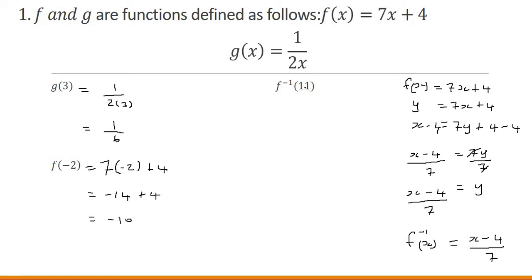Because what this means is that we must substitute 11 in the function f inverse of x. So therefore, f inverse of 11 is going to equal to, instead of writing back x, we're going to replace x with 11. So it's going to be 11 minus 4, all of that over 7. All we need to do is to simplify our numerator and we're finished. So 11 minus 4, that is going to give us 7 over 7. And 7 divided by 7 is going to equal 1.